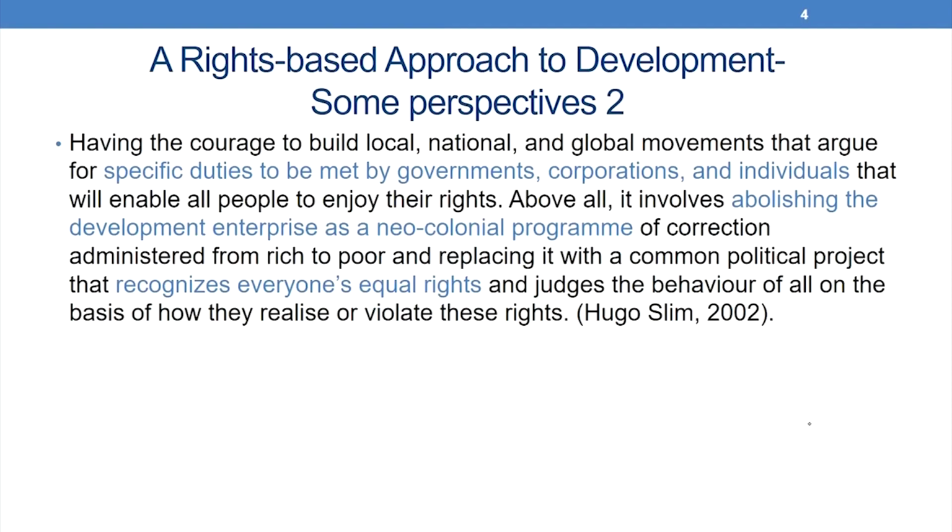Now, let us look more into some of the perspectives on a rights-based approach. So, rights-based approach would also mean that one has the courage to build local, national and global movements that argue for specific duties to be met by governments, corporations and individuals that will enable all people to enjoy their rights. And above all, it involves abolishing the development enterprise as a neo-colonial program of correction administered from rich to poor, and replacing it with a common political project that requires everyone's equal rights and judges the behavior of all on the basis of how they realize or violate these rights.